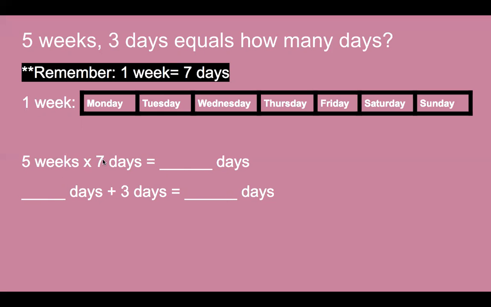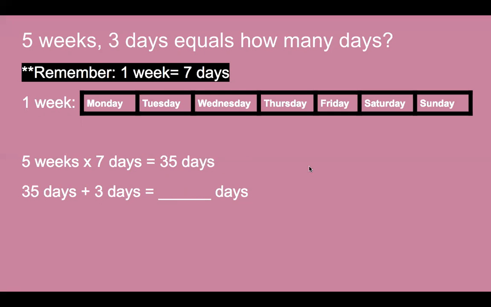Go ahead and do 5 times 7 in your head. Basic fact you should be able to do off the top of your head. 5 times 7 equals, hopefully you got 35 days. So we just did the first step. Remember, these are two-step problems because we then have to add in the other unit. We had 5 weeks and 3 days. Right now we found 5 weeks equals 35 days, but then we have to add those additional days on to get a total number of days that 5 weeks and 3 days is equal to.